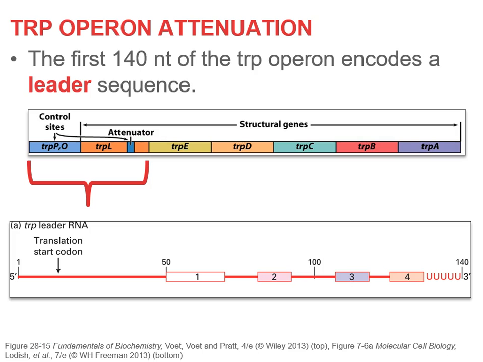So let's go back to that leader sequence that I showed you before. This shows the entire Trp operon, and I got this from a different textbook, but I took this portion right here and I blew it up. This is a 140 nucleotide base pair sequence of the Trp operon. This is called the leader. Our translation start codon is here, and then we have these 4 domains followed by a whole string of U's. So let's see how this works.